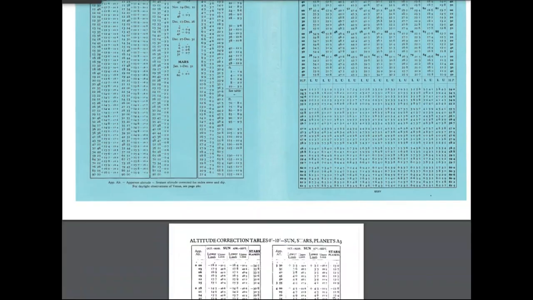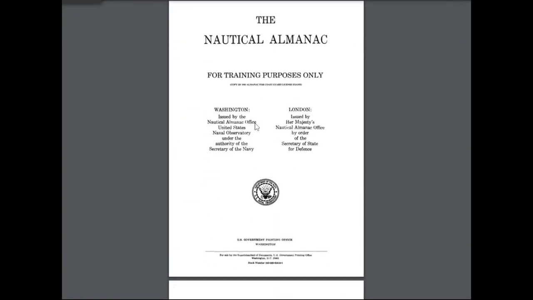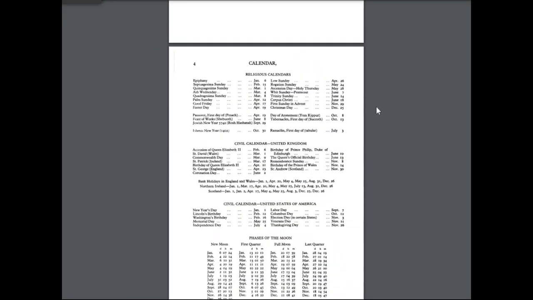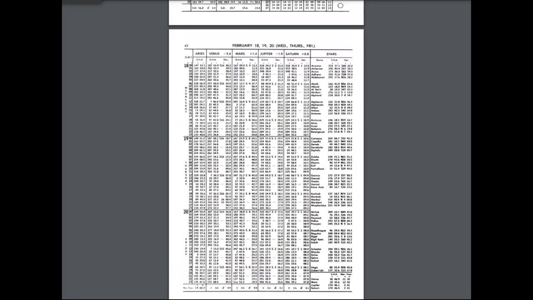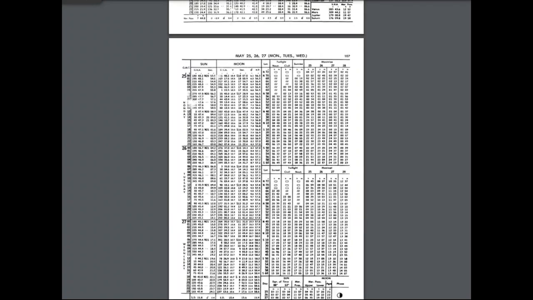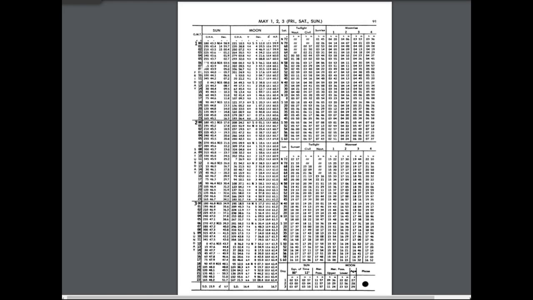Altitude correction tables. Then we have some more correction tables, the A4 table, and the nautical almanac. It's laid out the same way. So we're going to keep scrolling all the way down until we find 3 May. So we'll keep going. And here we are at May 1st, 2nd, and 3rd, which in 1981 were a Friday, Saturday, and Sunday. Let's zoom in a bit so we can take a look.